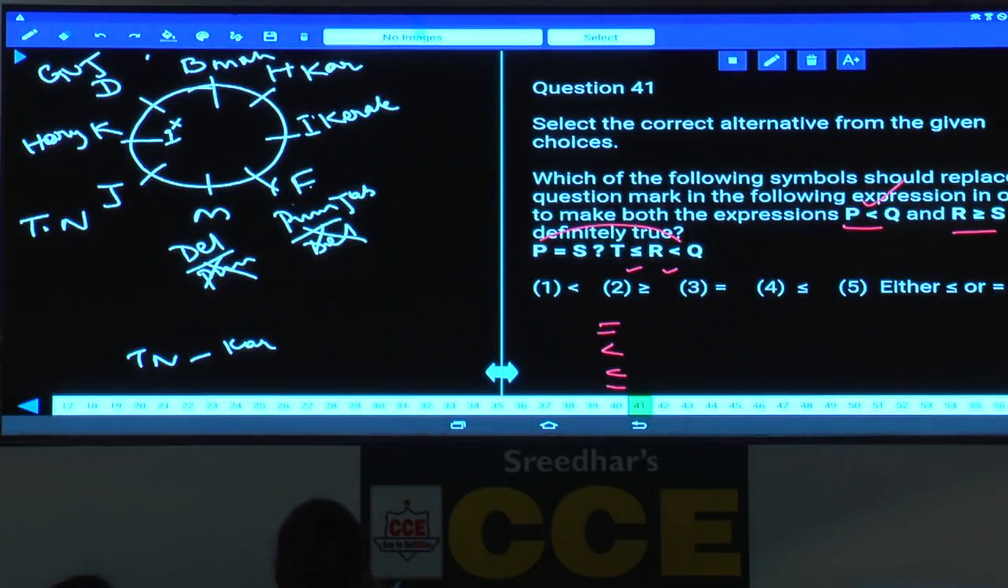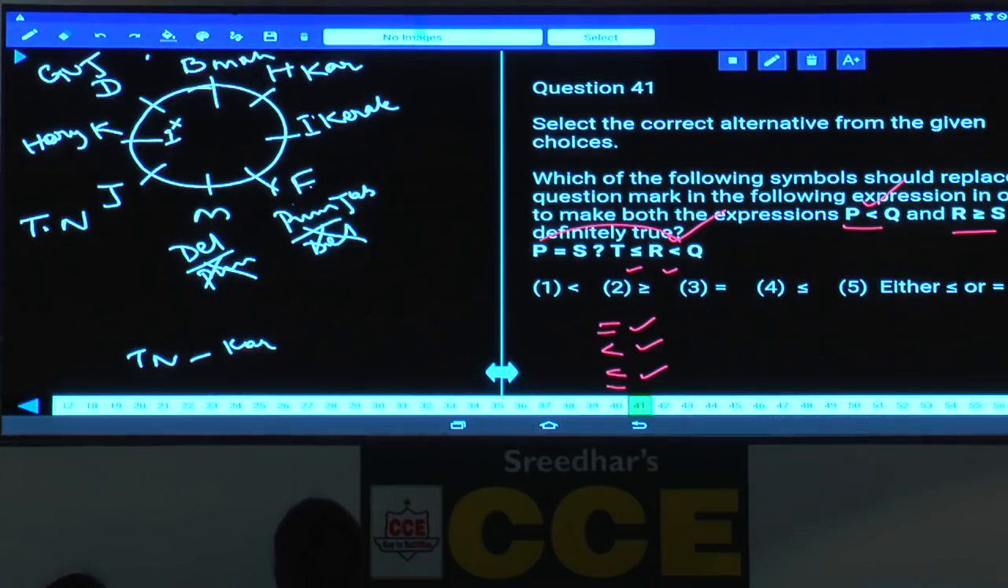In order to get P lesser than Q, this question mark can be replaced with equals to, lesser than or equals to. In all the 3 cases, you will definitely get P lesser than Q because there is a lesser than between R and Q. Done with this? Then coming to the next one.